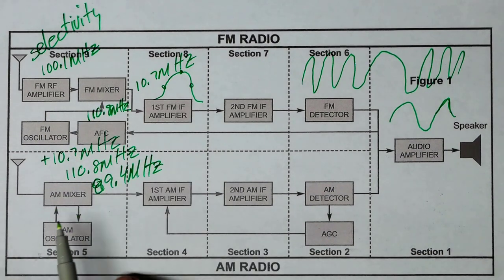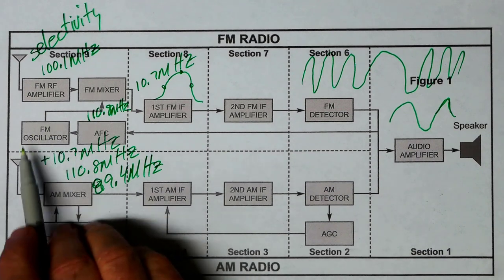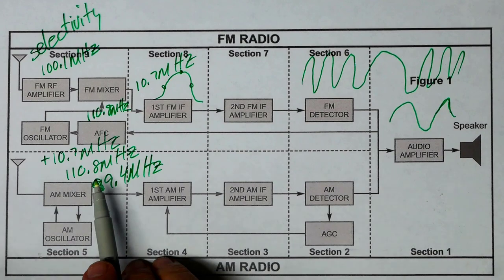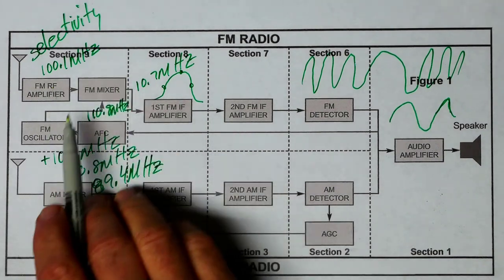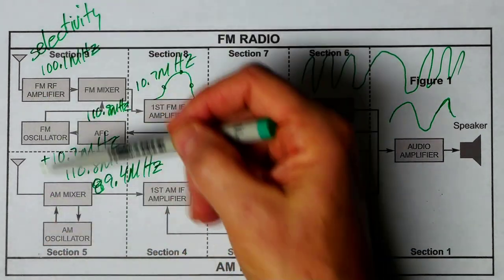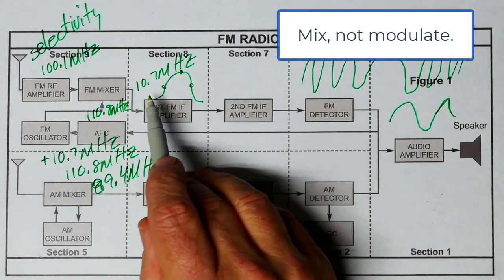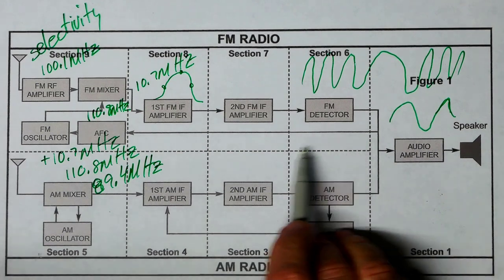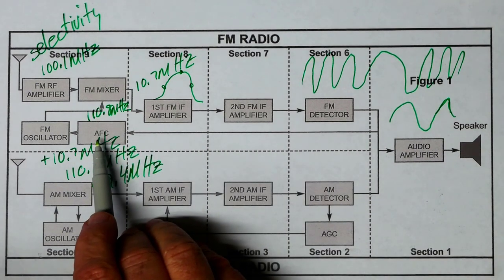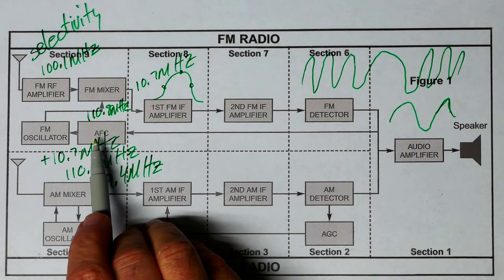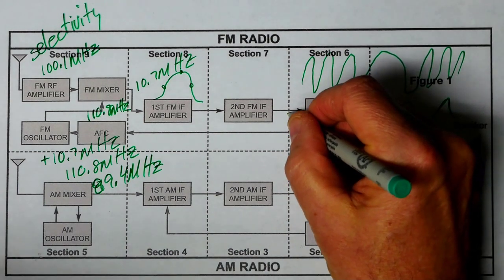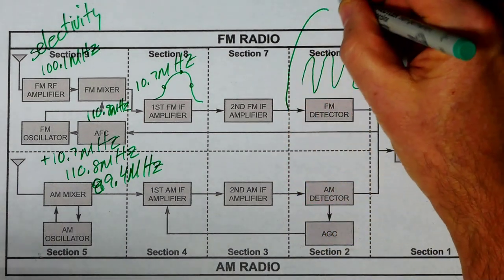It wouldn't do us much good if we allowed this FM oscillator to drift off to, let's say, 110.9 megahertz, because at this point, there's no station there. Well, it'll still modulate, but the problem is it's going to be out of the IF band and we're not going to get much signal. So our feedback from the FM detector into the automatic frequency control is going to make sure that our FM oscillator stays on point. Some FM radios will add another circuit in here called a limiter.